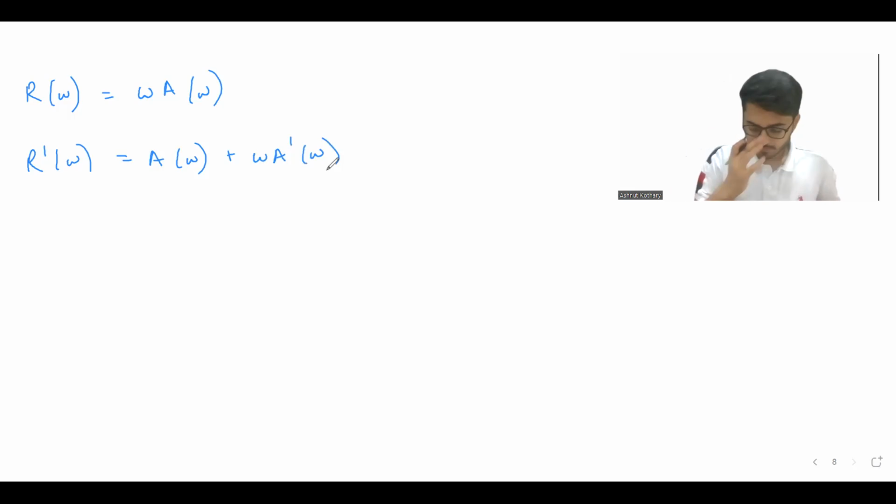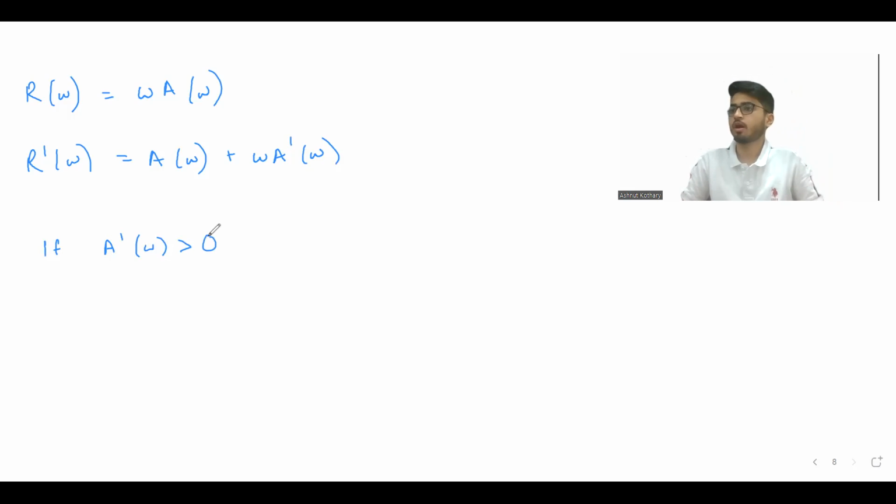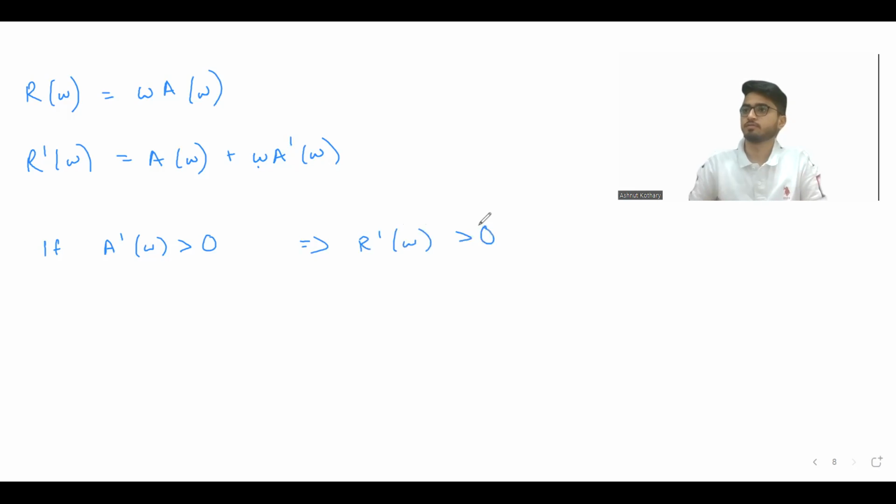So now tell me, what can you conclude if A'(W) is greater than 0? What can you conclude about R'(W)? Our whole analysis assumes that wealth is non-negative only. A'(W) is positive, A(W) is always positive, so this implies that R'(W) is positive. Then next, if A'(W) is 0, then this implies what?